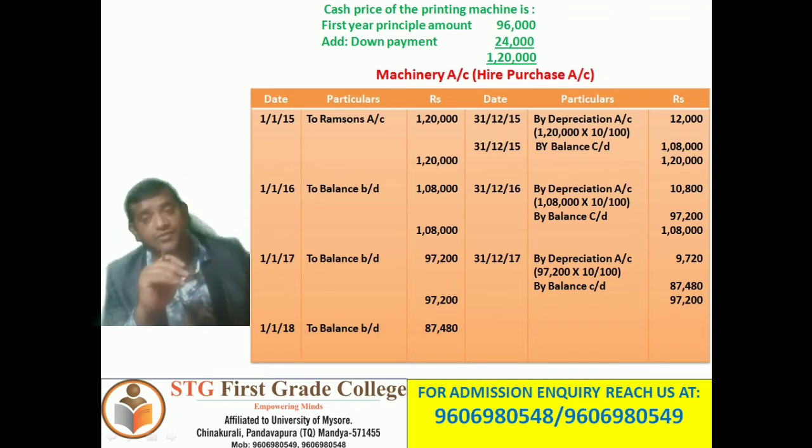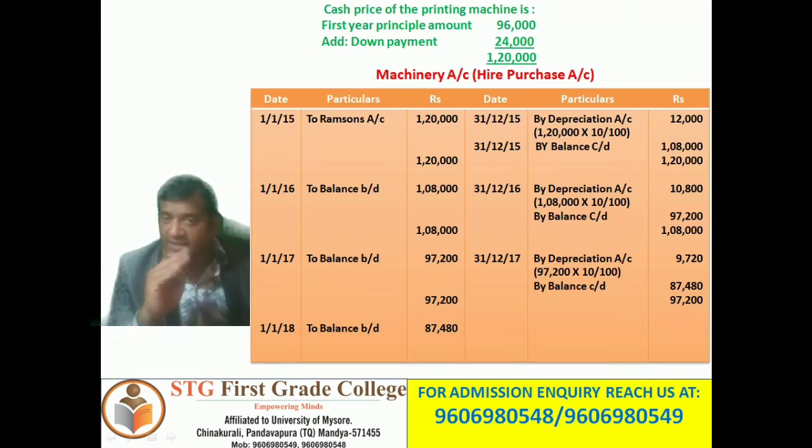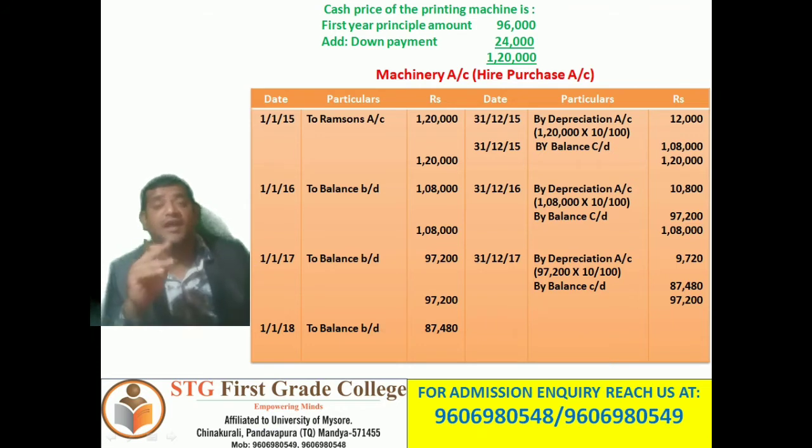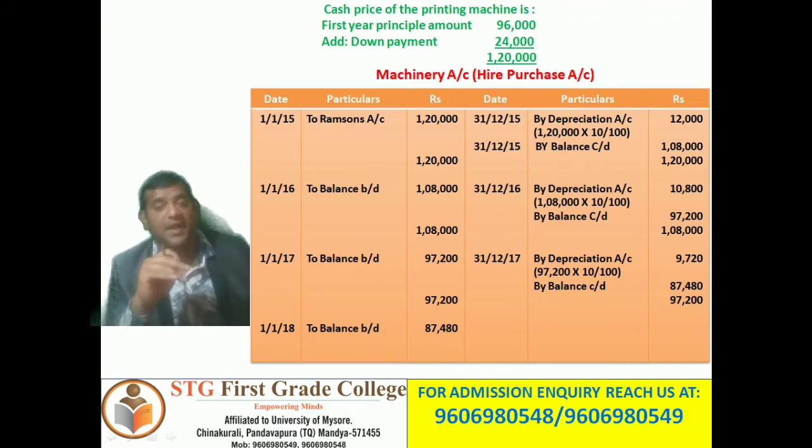Both the side the total is 1,08,000, 1,08,000. Next is 1/1/2017 to balance brought down 97,200. 31/12/2017 by depreciation account 97,200 into 10 divided by 100, that comes to 9,720 rupees. So then by balance carried down will be 87,480.